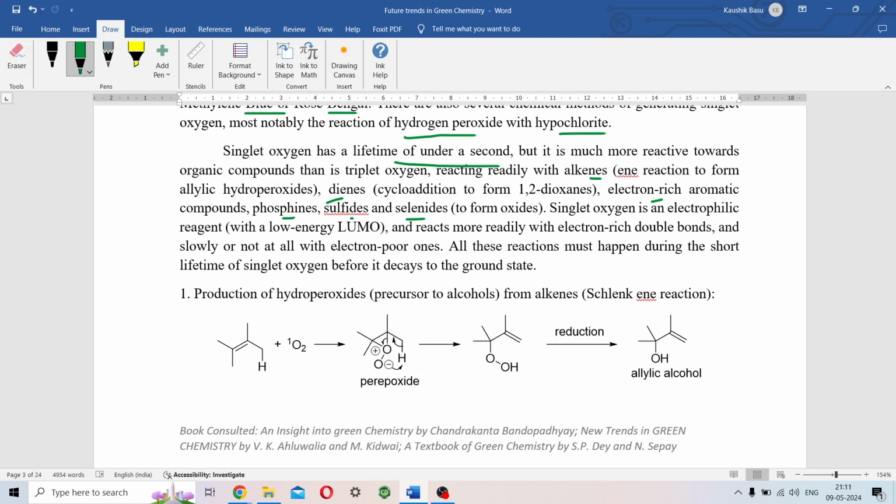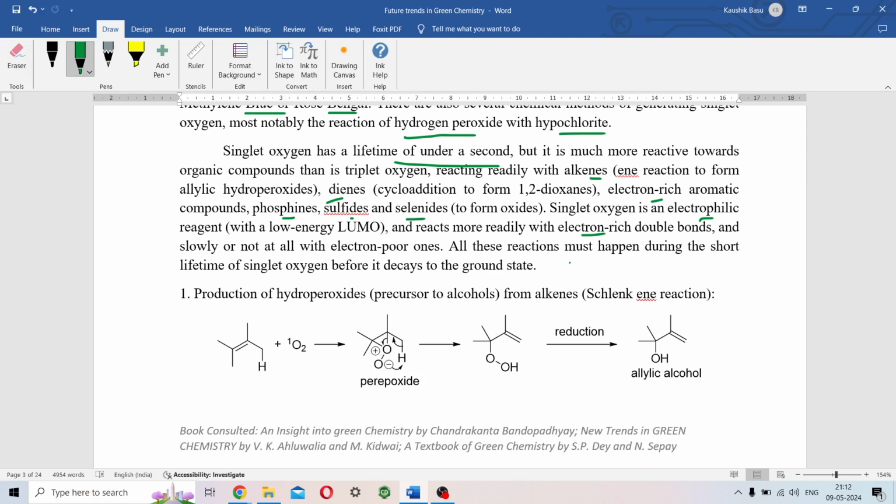This has a low energy LUMO, therefore it's an electrophilic reagent, and therefore has a propensity of reacting with electron-rich double bonds, and does not particularly react well with electron poor ones. So if you have an electron withdrawing substituent attached to your carbon-carbon double bond, then it's a poor reaction or the reaction doesn't happen at all. So if your substrate is reactive enough towards the singlet oxygen, which is an electrophilic reagent, then within a very short period of time you can get an oxidation.